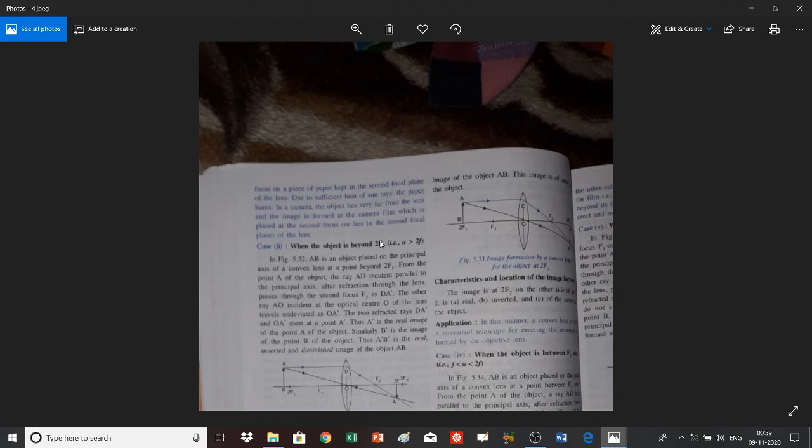So if you use the convex lens in the sunlight, what happens then? Due to sufficient heat of the sun's rays, the paper burns. In a camera, the object lies very far from the lens, and the image is formed at the camera film, which is placed at the second focus of the lens, in the second focal plane of the lens.